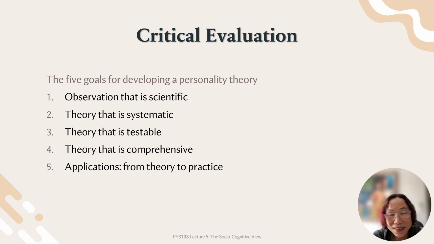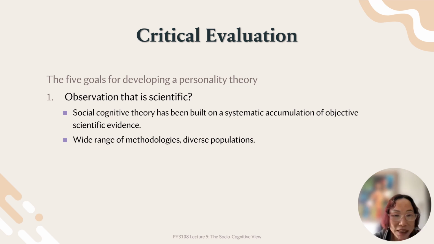Okay, let's look into the critical evaluation again for this particular theory, the social cognitive theory. And also we use the 5 criteria again. The first one, observation that is scientific or not. Social cognitive theory has been built on a systematic accumulation of objective scientific evidence, with lots of studies supporting the theory, and also a wide range of methodologies and diverse populations. So what's the answer for this? A tick or a question mark? Maybe a tick.